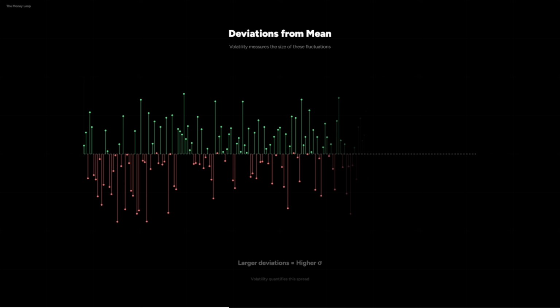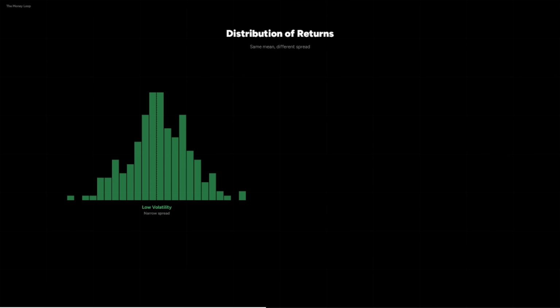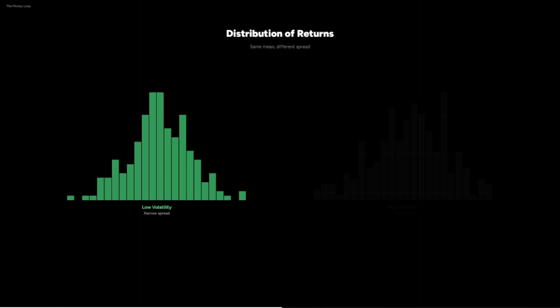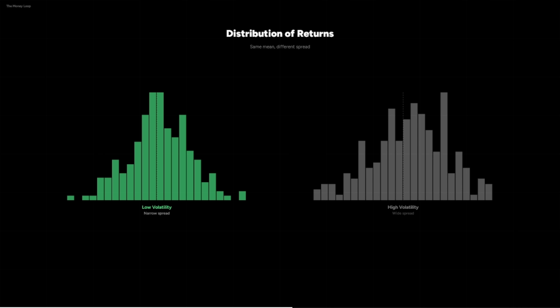And this is a key point. Volatility treats upward and downward movements the same way. A large gain increases volatility just as much as a large loss. This leads to an important and often overlooked consequence. An asset can have a high volatility and still perform very well over time. In fact, many high-growth assets are also highly volatile.